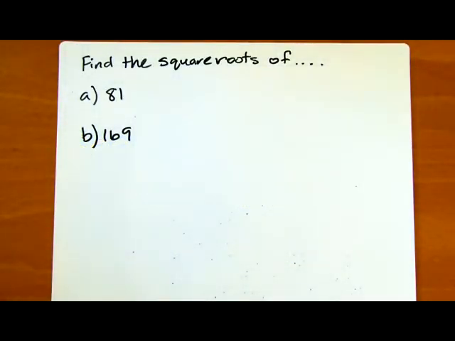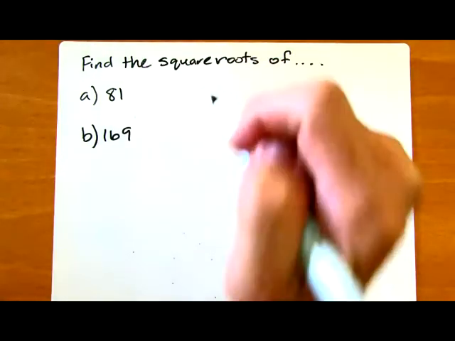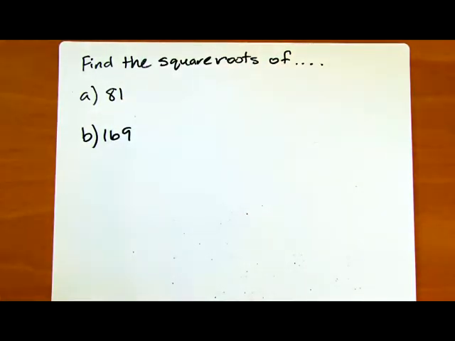These problems are for section 11-1 and 11-2. Try the first one. Find the square roots of 81 and 169. Okay. The square root of 81, we're looking for a number that multiplies by itself to give 81.